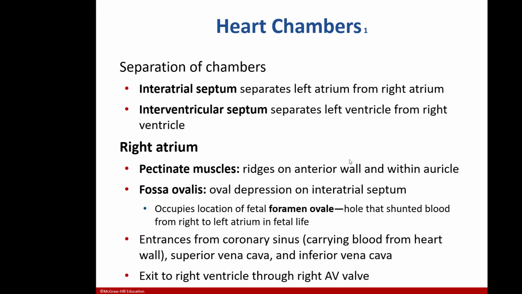So let's take a look at the heart chambers. The internal anatomy of the heart is noted, and there are two atria that are internally separated by a thin wall called the interatrial septum, while the two ventricles are separated by a thicker wall known as the interventricular septum.